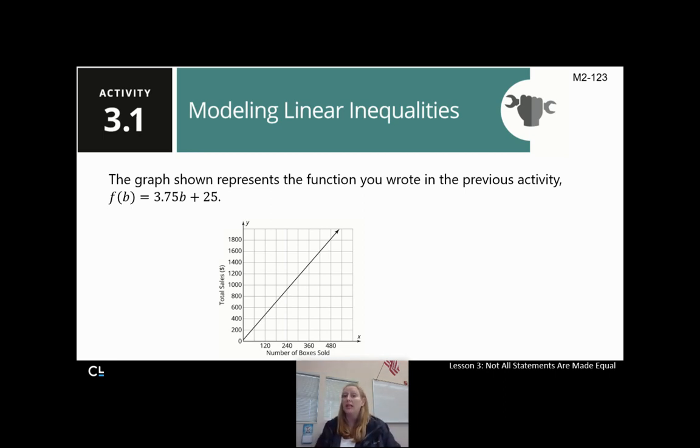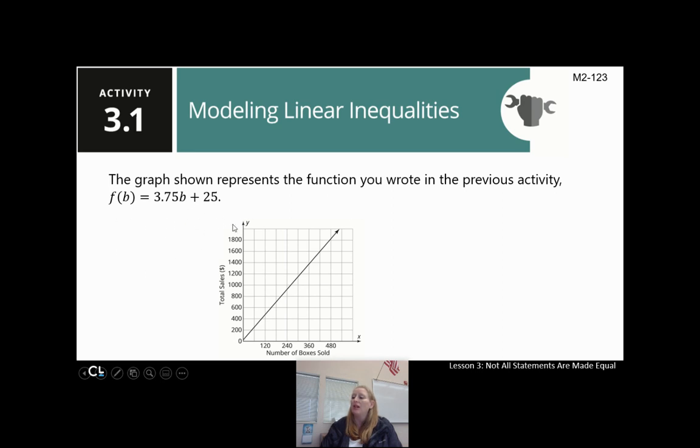So we were just talking about Alan, right? And he was trying to raise money for his camping trip, and he was selling boxes of popcorn. And we had come up with this lovely function that he makes money selling boxes of popcorn, and it looked like 3.75b plus 25, because of course he was selling boxes of popcorn for $3.75 each. And of course they were all given a $25 credit toward that goal. So the graph shown represents the function that you wrote in the previous activity.